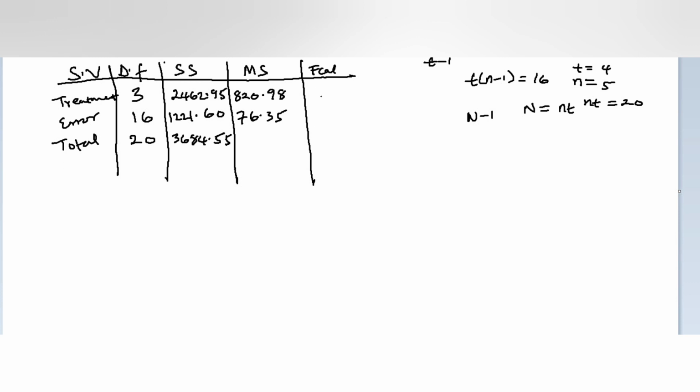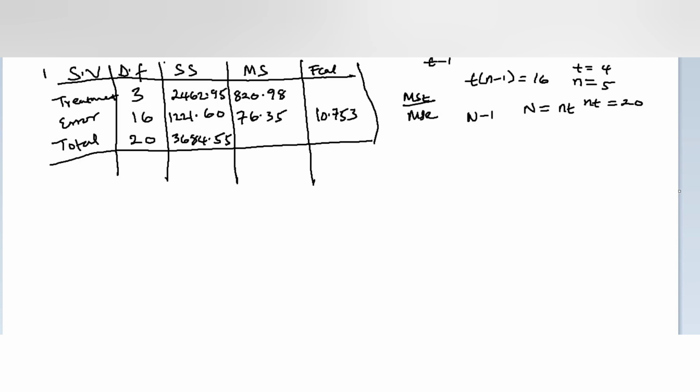So now let's look at our F calculated. I told you it is MS treatment over MS error. So if we do this correctly, we are going to be having 10.753. We have already solved this. 10.753. So this is your ANOVA table.